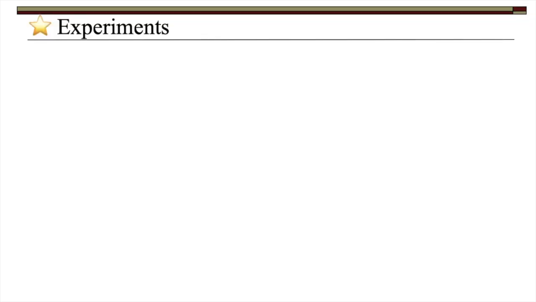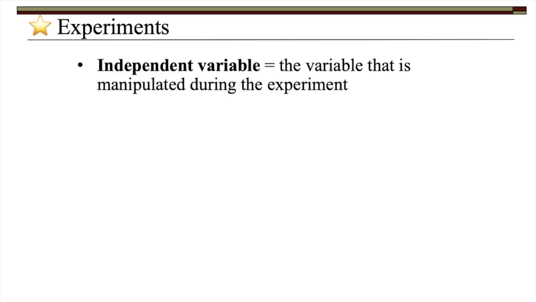So we're going to start with experiments and we're going to start by talking about our three main types of variables. In every experiment you have your independent variable, which is the variable that is manipulated during the experiment, meaning it is what you are directly changing. And that's always going to be graphed on the x-axis of your graph.